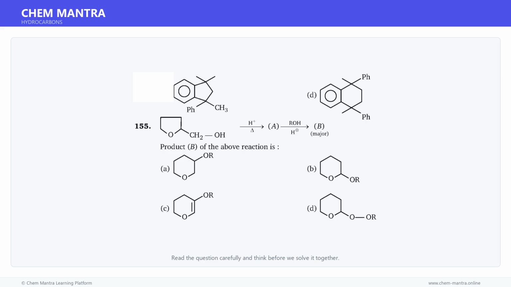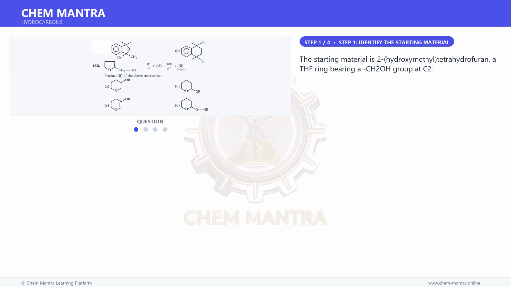Here is a question. Read it carefully and think about the answer. Let us solve it step by step. Let us begin solving this step by step. The starting material is 2-hydroxymethyl tetrahydrofuran, a THF ring bearing a CH2OH group at C2.